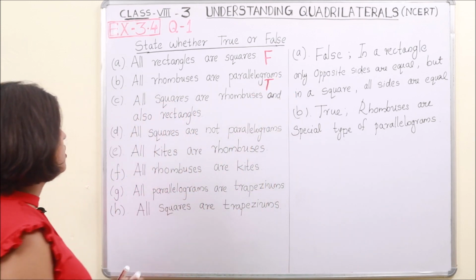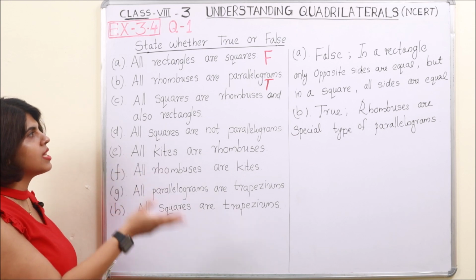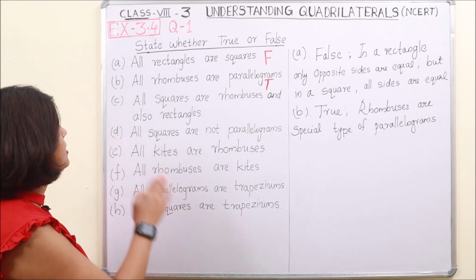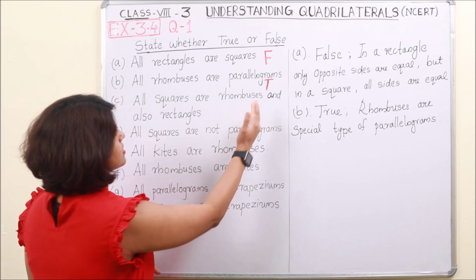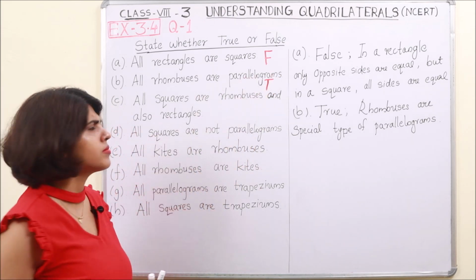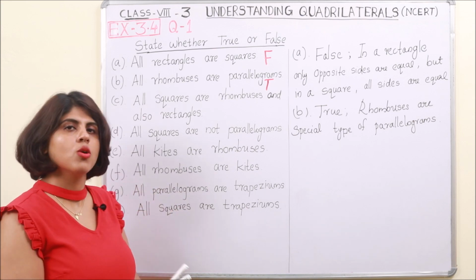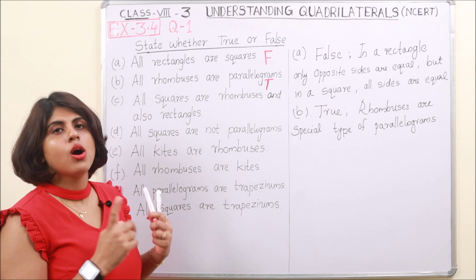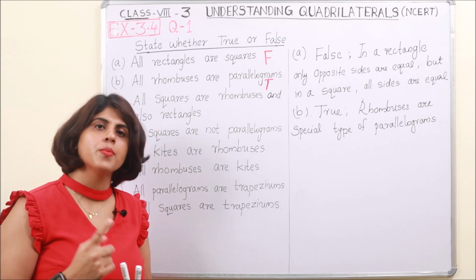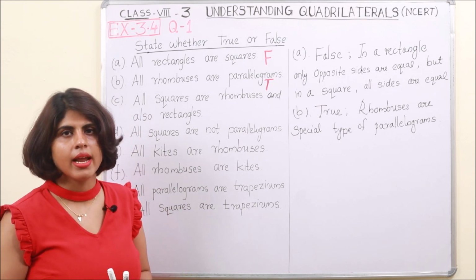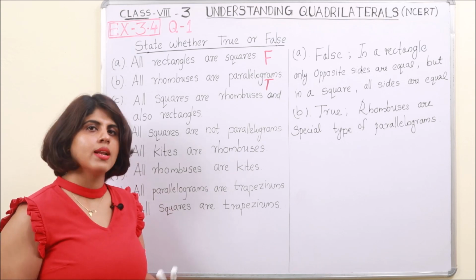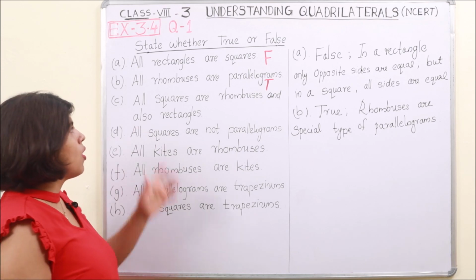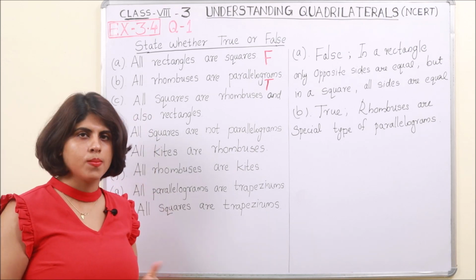Now the third statement, all squares are rhombuses and also rectangles. Here we can separate this into two parts. First one is all squares are rhombuses. The statement is true. Why? The reason is all squares satisfy the properties of rhombuses. In a rhombus as well as in a square, all the sides are equal. Therefore, all squares are rhombuses.